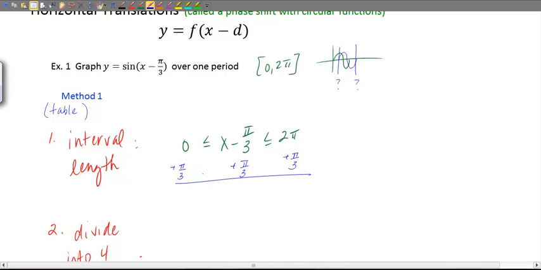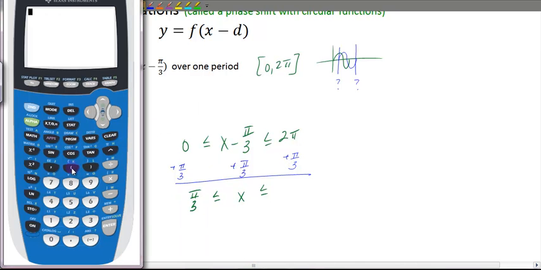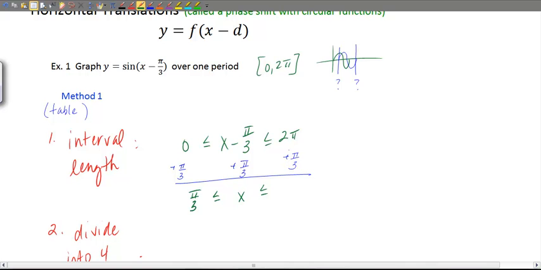I'm going to bring down my inequality symbols and add at the same time. I know this would be pi over 3 here on the left-hand side, x in the middle, and then on the right, what is 2 pi plus pi over 3? If you don't remember how to add that fraction, let's do it really fast. We're going to say 2 plus 1/3, and let the calculator do the fraction part for us. Math, frac, enter, enter. And we end up with 7/3. So I know that 2 pi plus pi over 3 is 7 pi over 3.